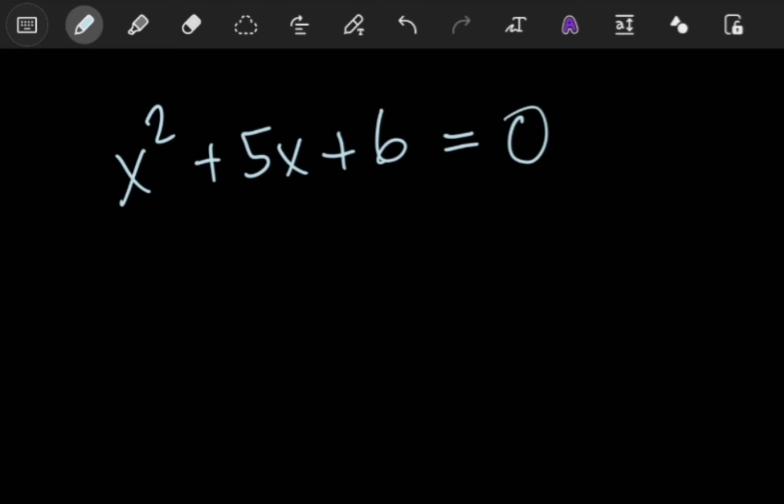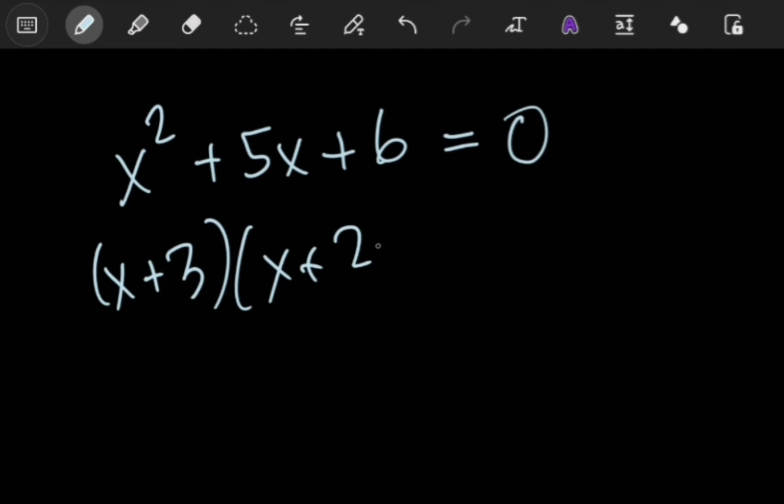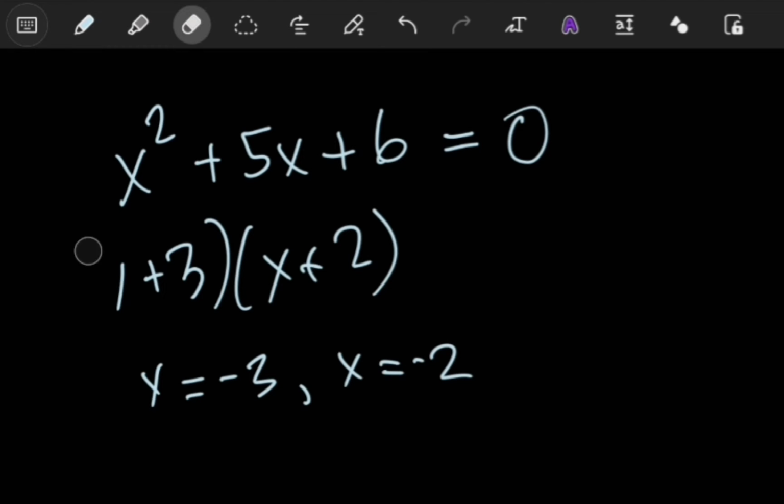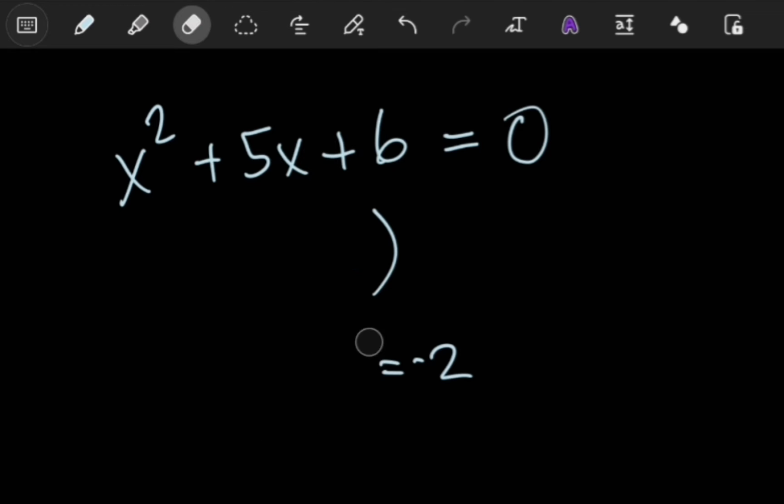Okay, let us have an example. For example, if I have x squared plus 5x plus 6 is equal to 0. So this is the given quadratic equation, and we know in order to solve x, we could factor this out. We could directly factor it, and our answers are -3 and -2. Aside from factoring, we can do the completing the square.